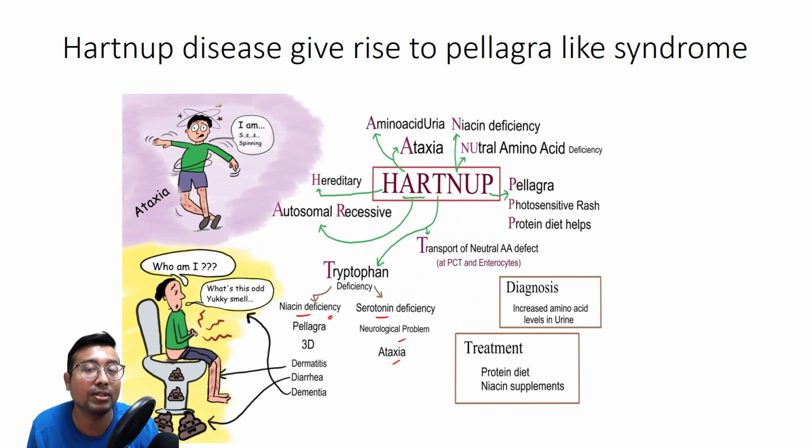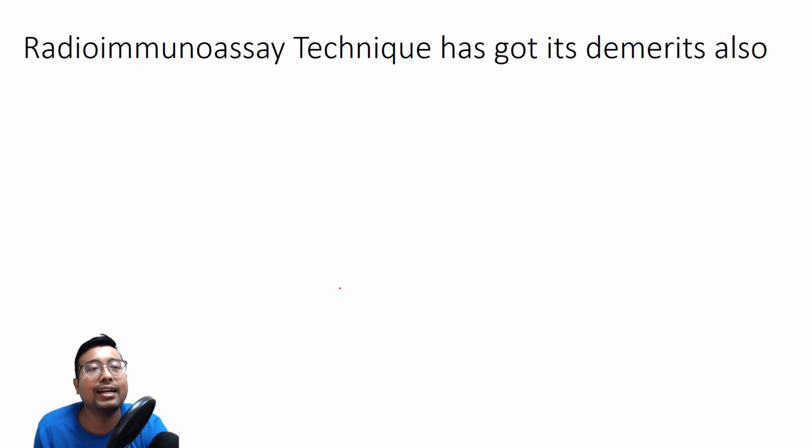Again, if you want to know the detail, I have a full video explaining everything. Next, radioimmunoassay or RIA has its demerits also. So this is a very basic question. Basically, we need to discuss the disadvantages of radioimmunoassay. Radioimmunoassay is a technique which was used in earlier days to assay various immunological parameters like thyroid hormones, prolactin, FSH, LH, all these things. Nowadays, we use ELISA.